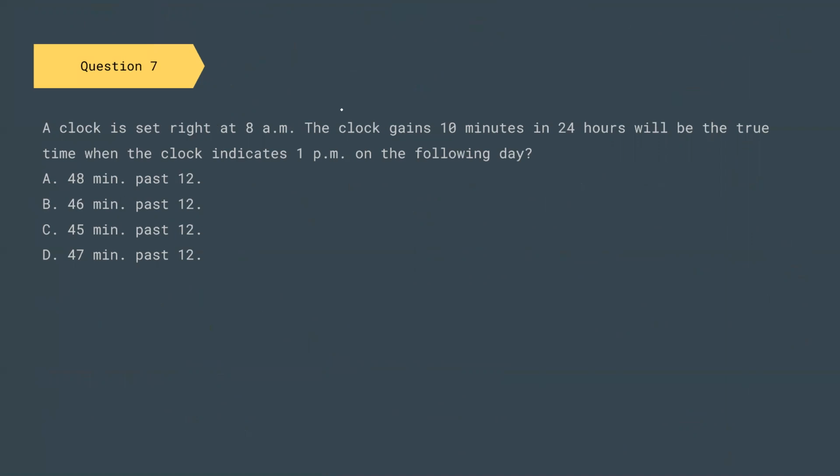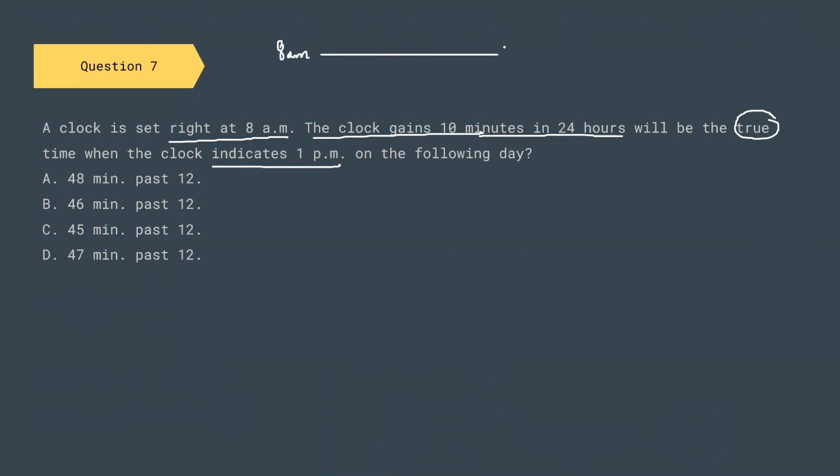It is a similar question on clocks, but the method is slightly different. The clock is set right at 8 a.m. The clock gains 10 minutes in 24 hours. What will be the true time when the clock indicates 1 p.m. on the following day? So I have set the time at 8 a.m., and the next day 8 a.m. That means in the duration of 24 hours, my clock has gained 10 minutes.